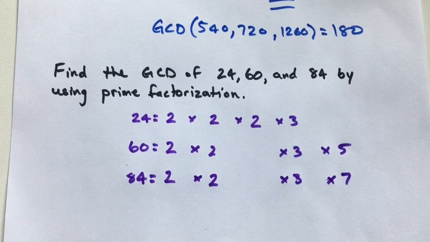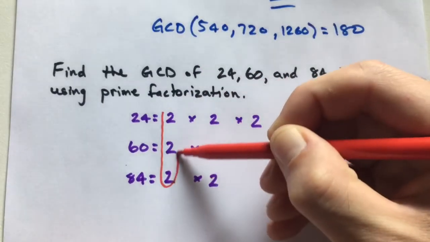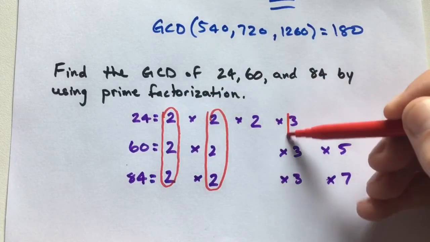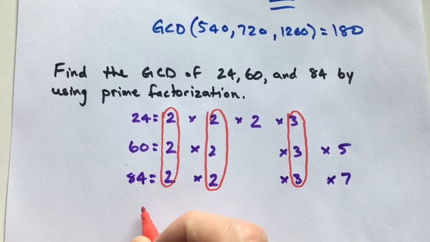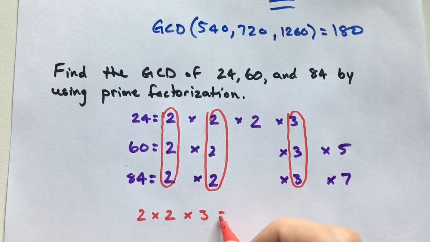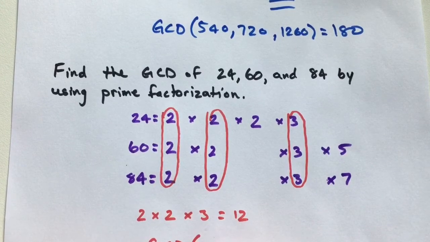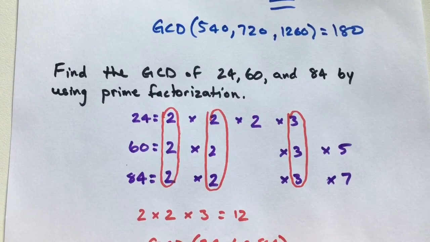The reason that I left them like this with a gap is because I just want you to see which numbers are the same factors in all 3 numbers. So we're going to take all these numbers, 2, 2, and 3. Those are the same, and we're just going to multiply them together. So we have 2 times 2 times 3, and that equals 12. So we can say the GCD of 24, 60, and 84 is equal to 12.